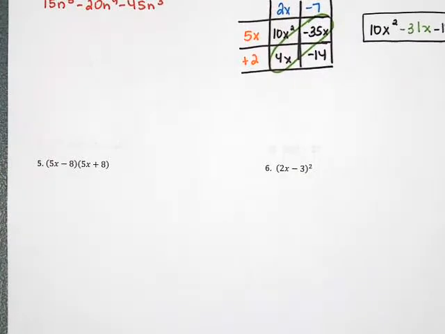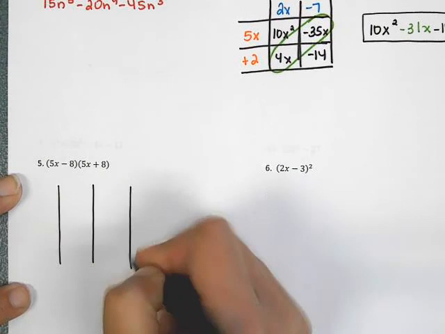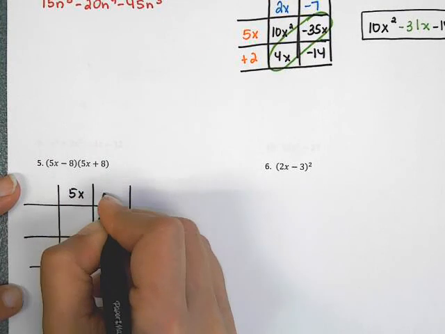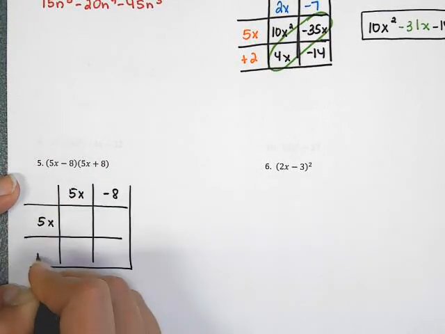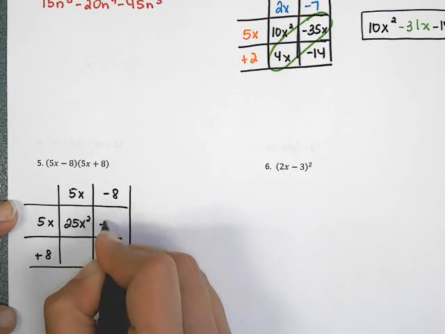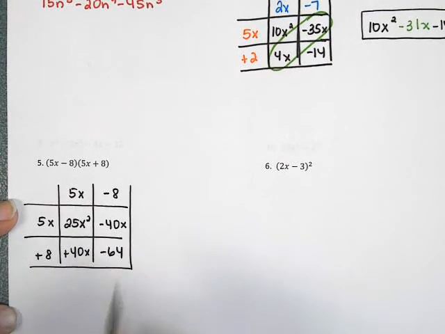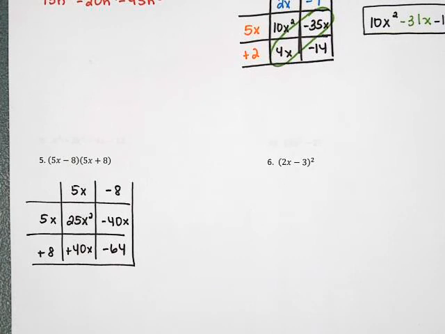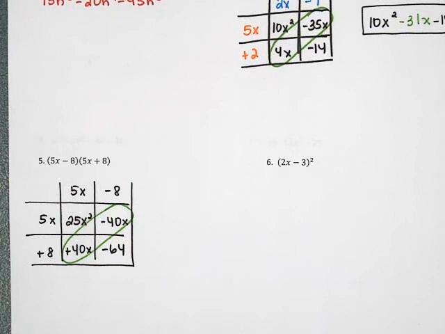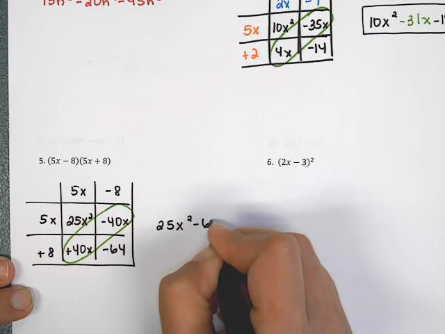For problem number 5, again, we're distributing more than one set of terms, so I would suggest using the box method to organize your work. So I would write the 5x minus 8 and the 5x plus 8. I would fill in the boxes, so 25x squared minus 40x plus 40x minus 64. I'm just multiplying. Now I'm going to look for like terms. The like terms here would be the negative 40x and the positive 40x, which cancel each other out. So our final answer would be 25x squared minus 64.